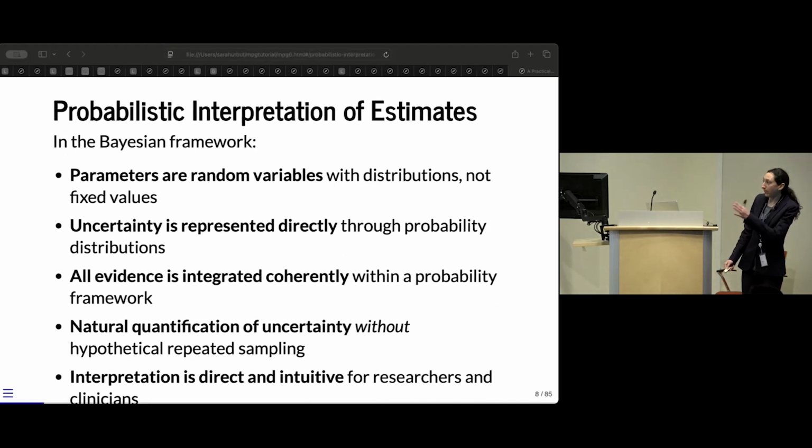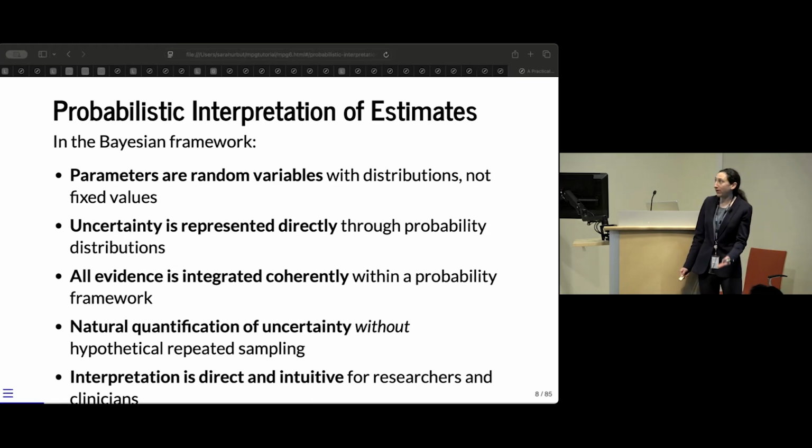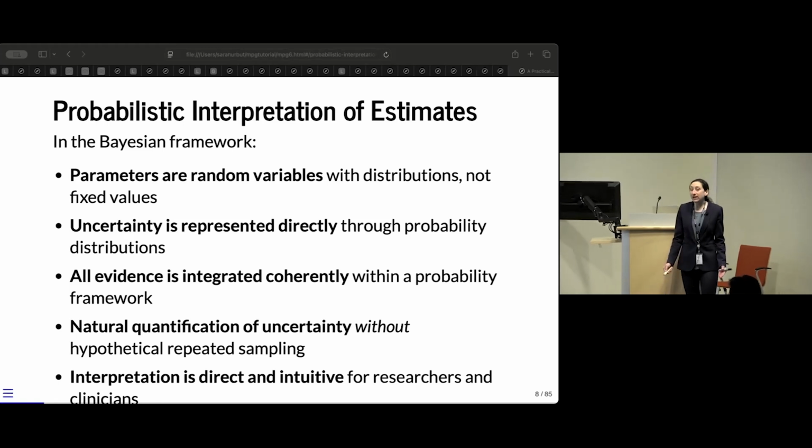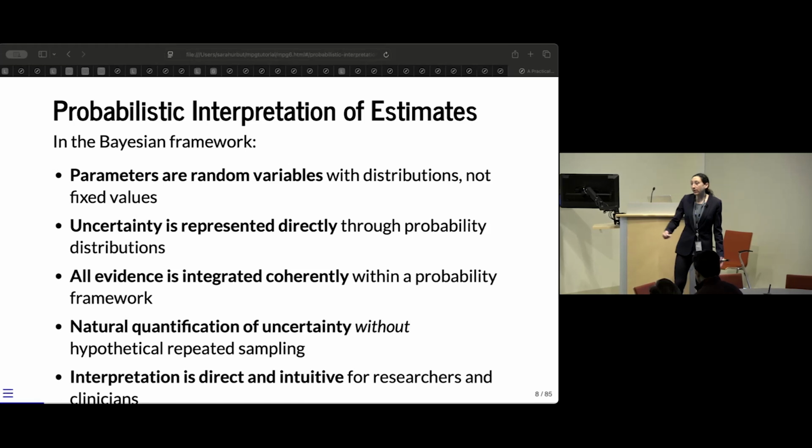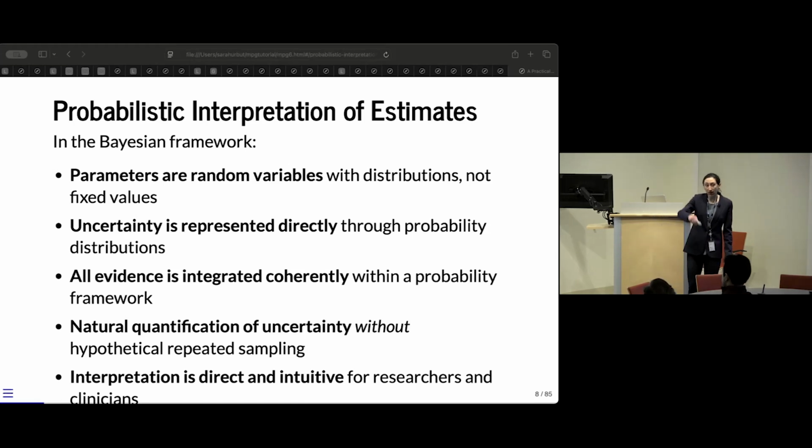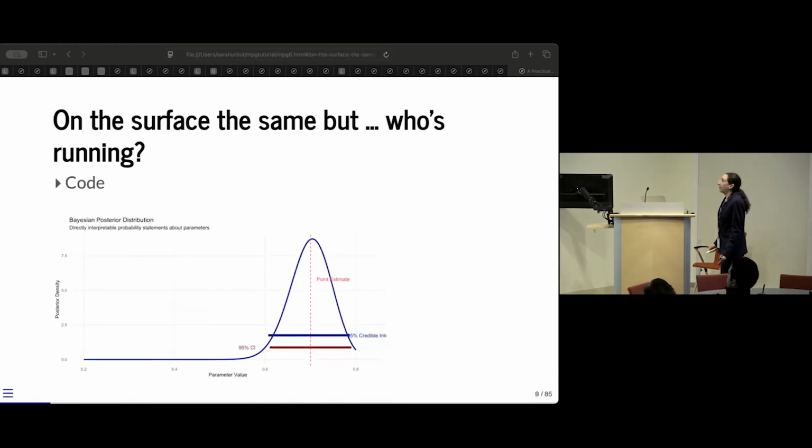So these are some pearls in the Bayesian framework. The parameters are random variables. We can actually get uncertainty because we get this distribution over what we think the hypothesis is, the null hypothesis or the alternative hypothesis. We can integrate evidence from outside sources using our prior distributions. And also we get this natural quantification of uncertainty through either sampling or through the conjugate distribution because we get a distribution on the hypothesis.